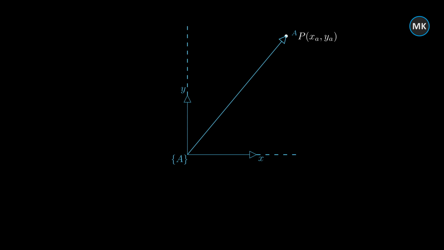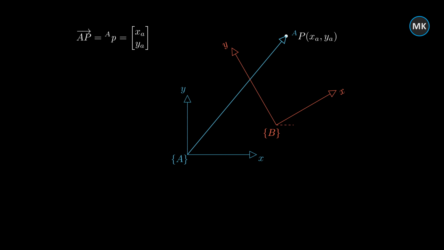A Cartesian coordinate system is a coordinate frame with two orthogonal axes, called x and y. The x-axis is typically drawn pointing to the right, and the y-axis pointing upward. Their intersection is called the origin. Point P is represented by its x and y coordinates with respect to frame A, or equivalently, as a coordinate vector from the origin of the coordinate system to the point.